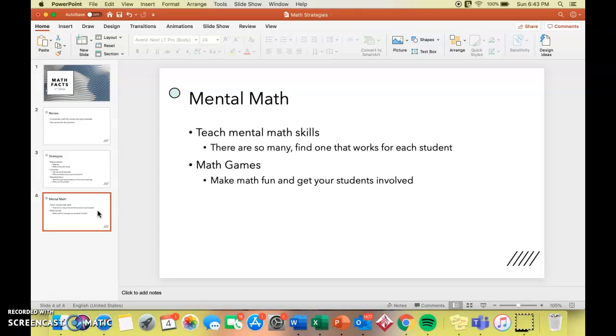Math games get the students interacting, and it makes it more fun. And if they're playing a game, they don't think they're actually learning, but they're learning way more by being involved and interacting with each other and with the math that they're actually doing.